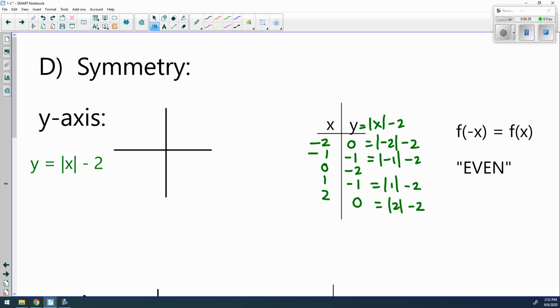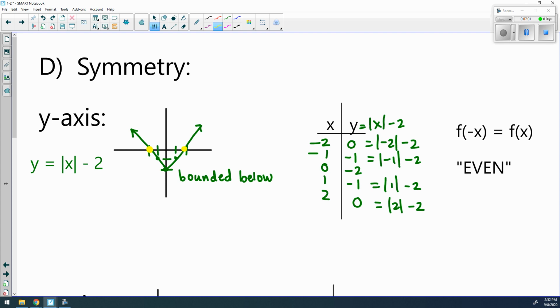I'm going to go to the left 2, up 0, left 1, down 1, left 0, down 2, right 1, down 1, right 2, down 0. Connecting the dots, I get this V-shaped graph, which is bounded below. I am clearly reaching a minimum point. And the other thing that I noticed that's maybe a little bit more telling are these points right here. For example, this point and this point.